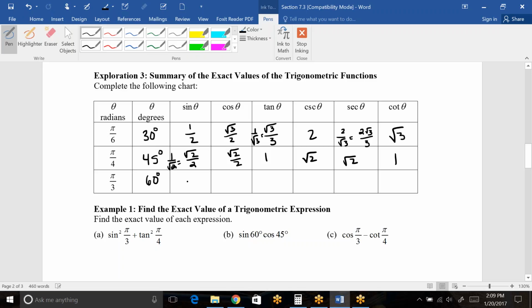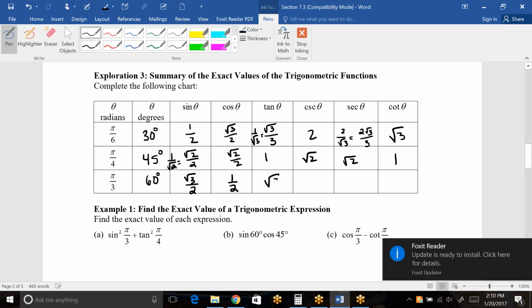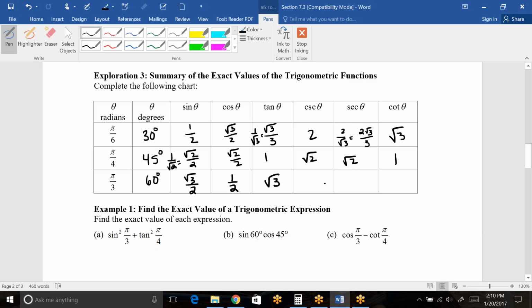For 60 degrees, we realized that sine and cosine flip-flopped since that added to 90, so this is square root of 3 over 2. This is 1/2. The tangent was square root of 3. And then we haven't flipped these yet, so this would be 2 over the square root of 3, which would be 2 square root of 3 over 3, and 2 over 1, which is just 2, and this one would be 1 over the square root of 3, which if we rationalize comes out as square root of 3 over 3.